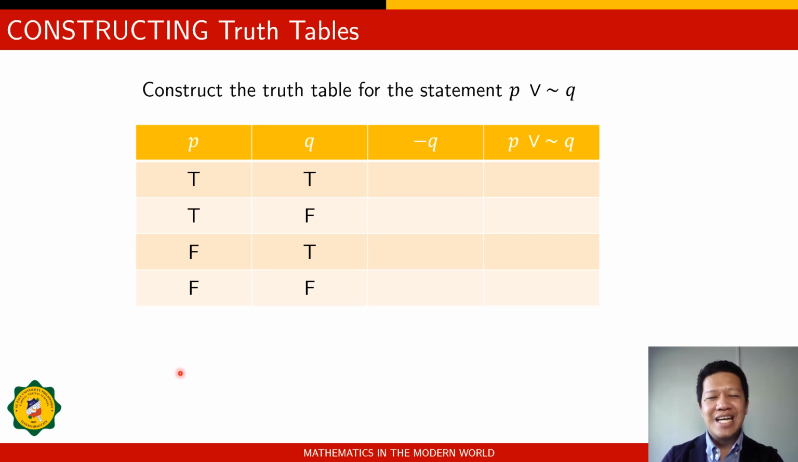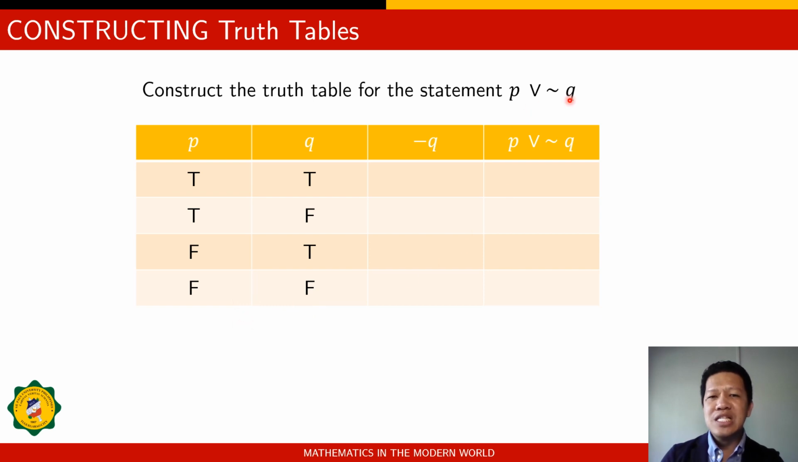Let us now study how to construct truth tables. Let's say we have the given statement P or not Q. The first thing is we need to have the first two columns for P and Q, and we're going to write the possibilities of their truth values. So we have true, true, true, false, false, true, and both false.